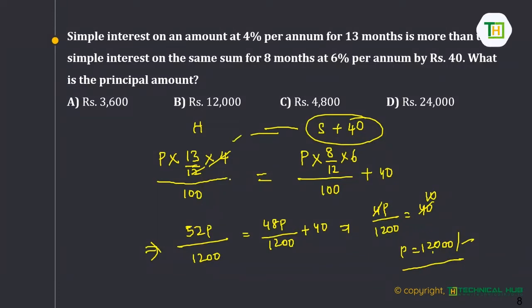I cannot write plus 40 here, because this is the highest value and this is the smallest value. The smallest value plus something will be equal to the highest value. So you should understand the question carefully here. If the first simple interest is 40 more than the second, I have to write first interest is equal to second interest plus 40. It is not first interest plus 40 is equal to second interest.